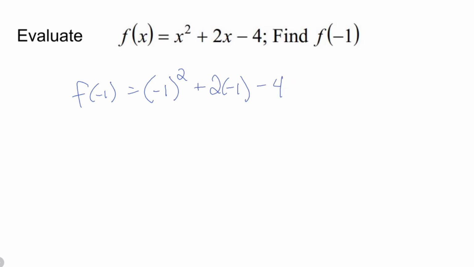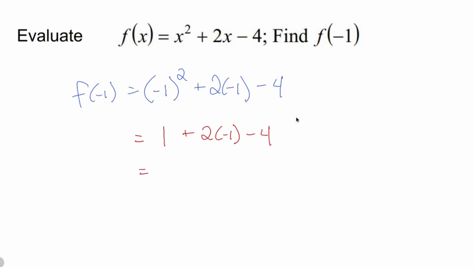Now this becomes a PEMDAS problem. PEMDAS says, can I do anything inside parentheses first? No. That's a parentheses, but there's nothing inside them but negative 1s. Then I do exponents. This is an exponent. I am squaring parentheses negative 1. Negative 1 in parentheses squared means negative 1 times negative 1, which is positive 1, plus 2 times negative 1 minus 4. The exponents are taken care of.